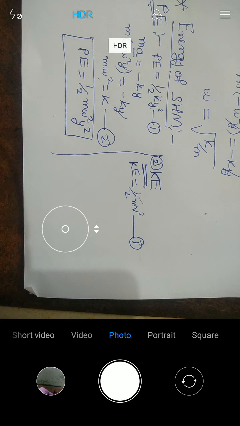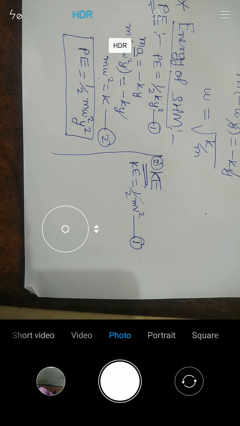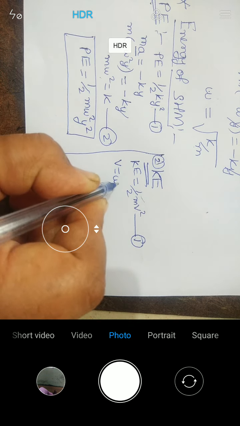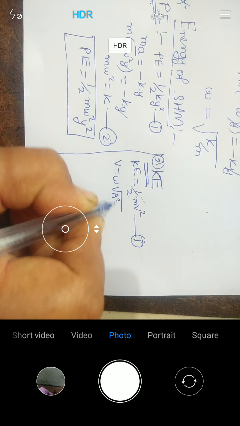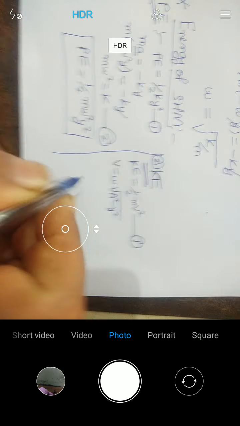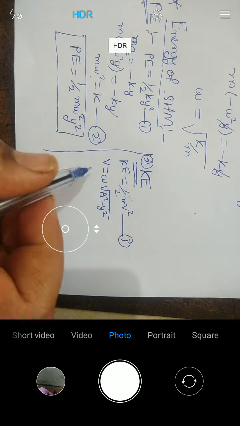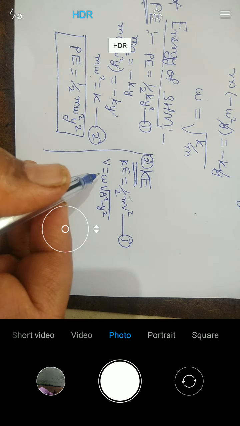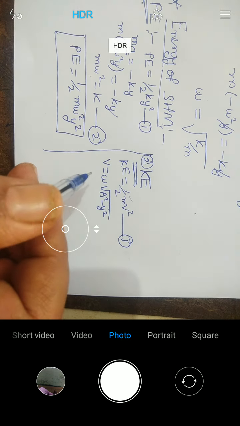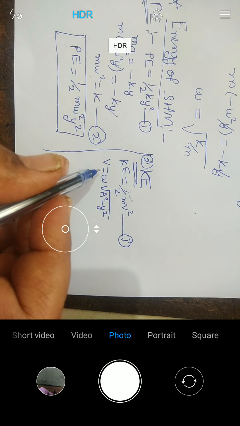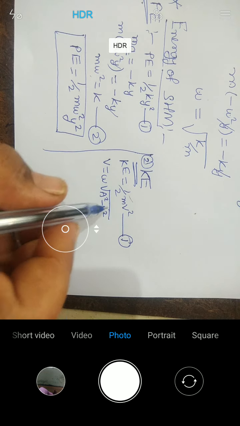If v is the velocity of the vibrating particle at any instant of time, then v is equal to omega square root of a square minus y square. This is the expression for velocity of a particle executing SHM. In the previous video we derived this. If you want, you can see the oscillation part 2 video.